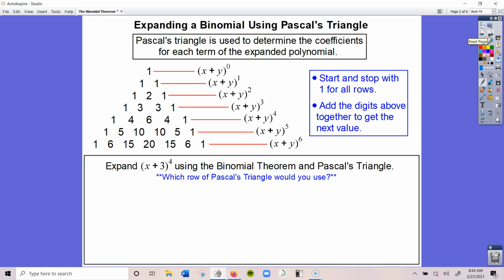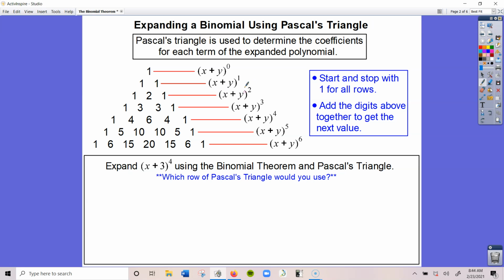Especially if we're doing a larger binomial expansion, there's an easier way, and that is by using what's called Pascal's triangle, named after the mathematician who discovered this. If you have a binomial where the exponent is 0, obviously that's just equal to 1. If you have a binomial where the exponent is 1, the coefficients are just 1 and 1, as you can see, x plus y to the first.